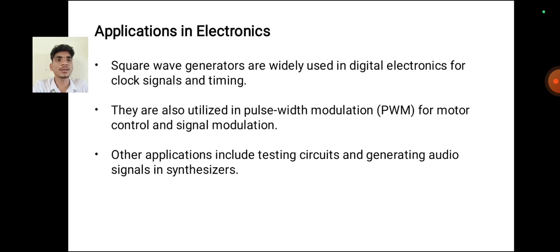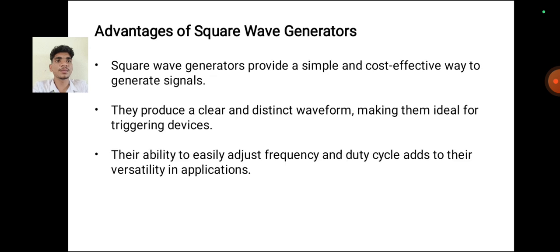Applications in electronics. Square wave generators are widely used in digital electronics for clocks and timings. They are also utilized in pulse width modulation for motor control and signal modulation. Other applications include testing circuits and generating audio signals in synthesizers.